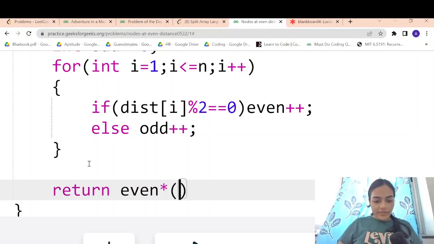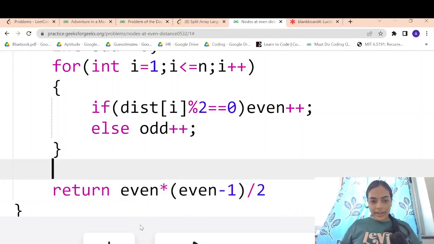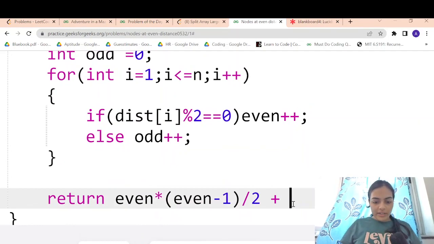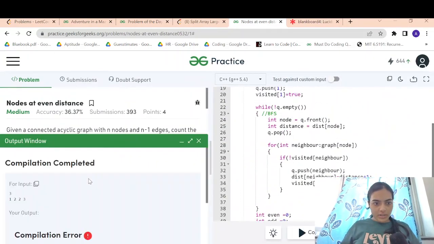Now after this I can very easily return the answer. What is the answer? even into even minus 1 by 2, because n into n minus 1 by 2, what is this? This is just nC2, right? If you do nC2, you will get n into n minus 1 by 2. Similarly, odd into odd minus 1 by 2. Add them and you will get the answer. Okay, now let me just run and see if it's going to work.